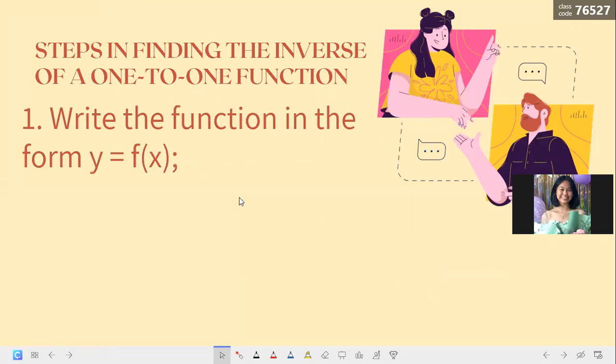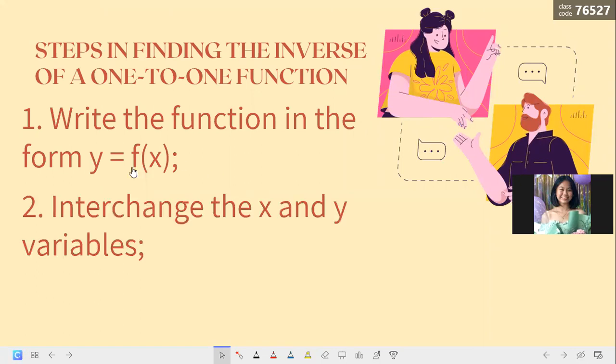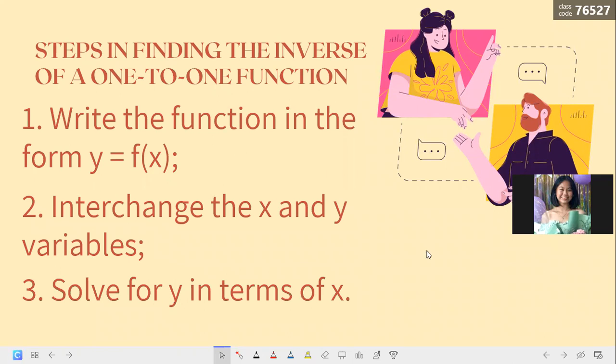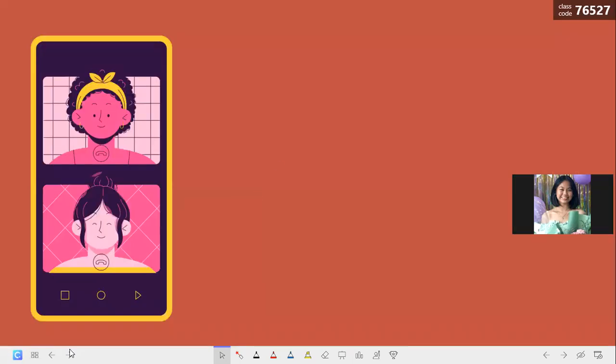So here are the steps in finding the inverse of a one-to-one function. First, you need to write the f of x symbol as y. And then after doing that, you need to interchange the variables x and y. Di ba ang x usually nasa right side, si y nasa left. So pagpapalitin nyo sila ng position. And not necessarily pagpapalitin sa right lang. Then you need to solve for y in terms of x.